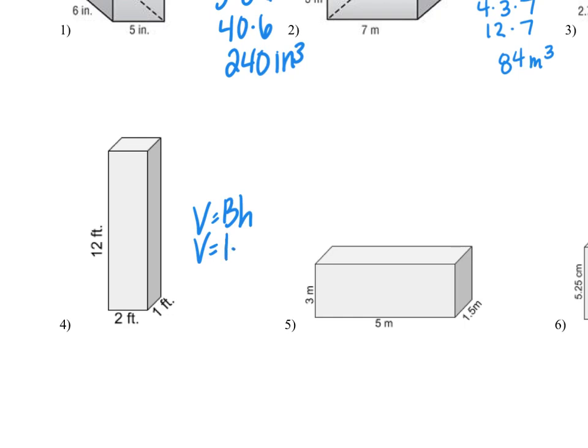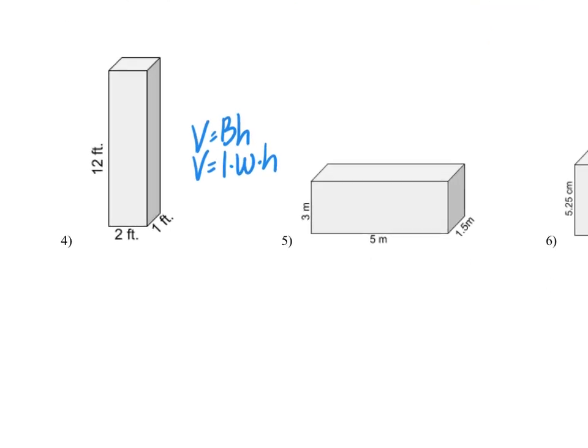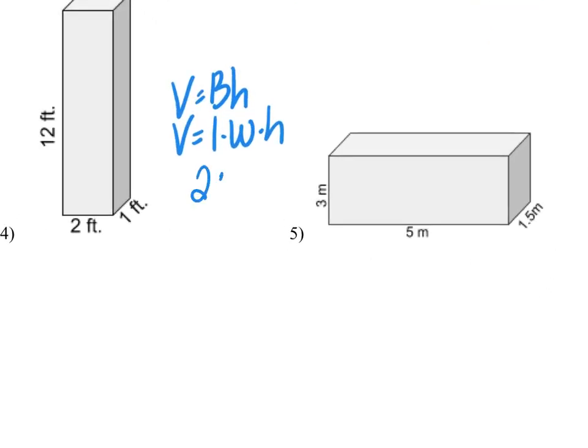Okay, we have length times width times height. I feel like I got that one. So we have 2 times 1 times 12. 2 times 1 is 2. 2 times 12 is 24. And you should have had feet cubed.